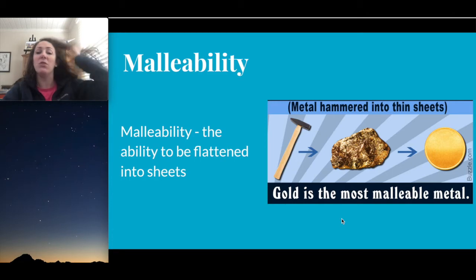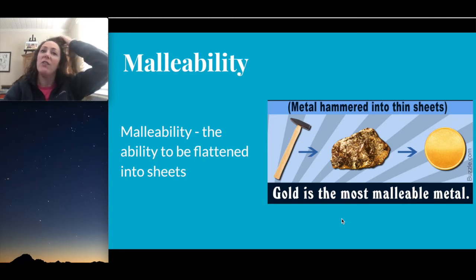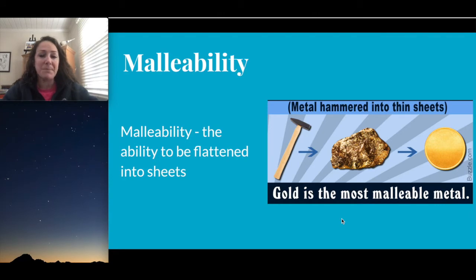Malleability is a fun one. This one is usually reserved for metals, okay? So malleability is the ability to flatten a metal into sheets. If you take a piece of gold and you take a hammer and you pound it out, you can pound out that gold into a sheet. That's why if you've ever been jewelry shopping with your mom, they might talk about 14 karat gold, 24 karat gold. That all depends on how soft it is and how malleable it is, okay?